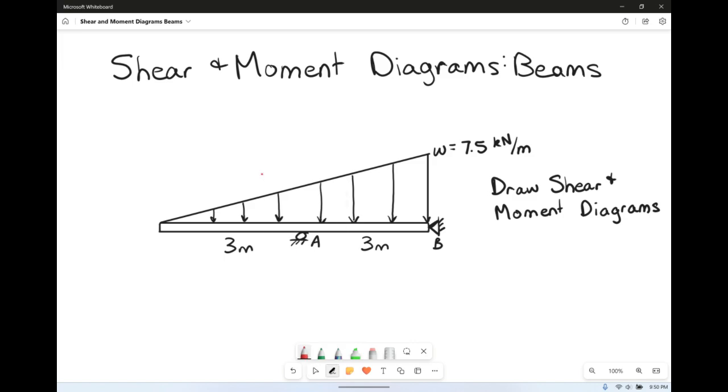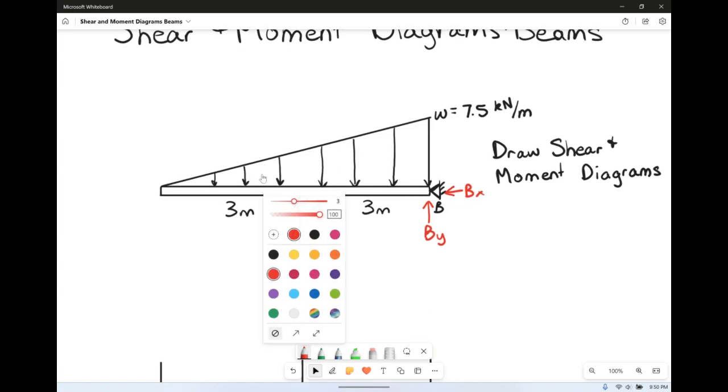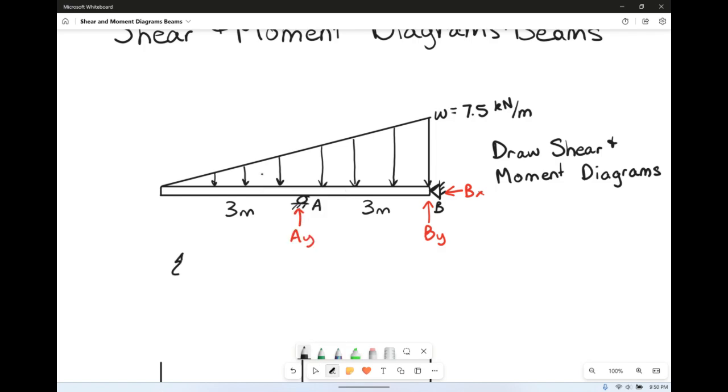So to start with, we need to find our reaction forces, AY, BY, and technically BX, though BX is not really going to be present. So to start with, we're going to sum the forces in the x direction, set it equal to 0, and we'll find that BX is equal to 0. Then we're going to sum the moments about either A or B. I'm going to pick B because of my linearly distributed load here. So I'm going to take counterclockwise to be positive and set it equal to 0.